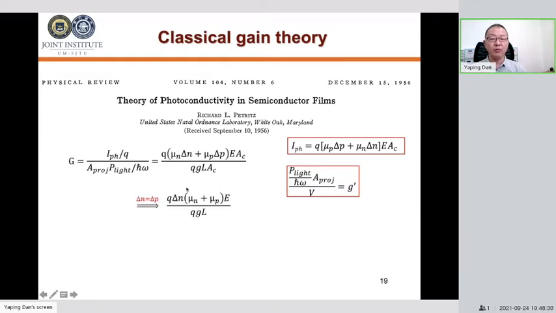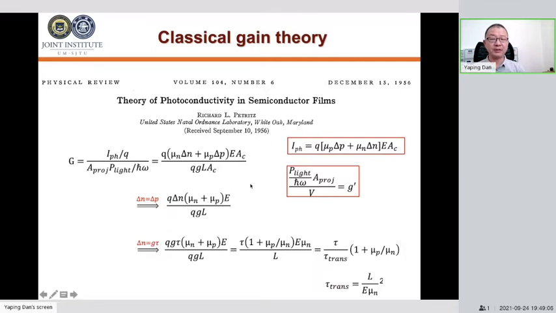So we can derive the equation by assuming delta n is equal to delta p, because one photon will create one electron and one hole. So the number of electrons and holes in the semiconductor are always equal. So we have delta n equal to delta p. In that case, we can write this equation as delta n, and the other part is also equal to delta n. So this expression is simplified based on this assumption.